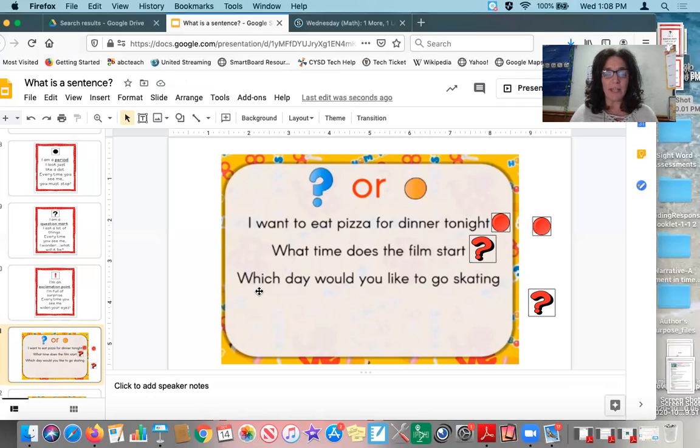Read with me if you can. Which day would you like to go skating? Am I asking or telling? I'm asking which day, so I would use a question mark at the end of an asking sentence. And again, my voice sounds a little different at the end because I'm asking, I'm curious, my voice goes up.